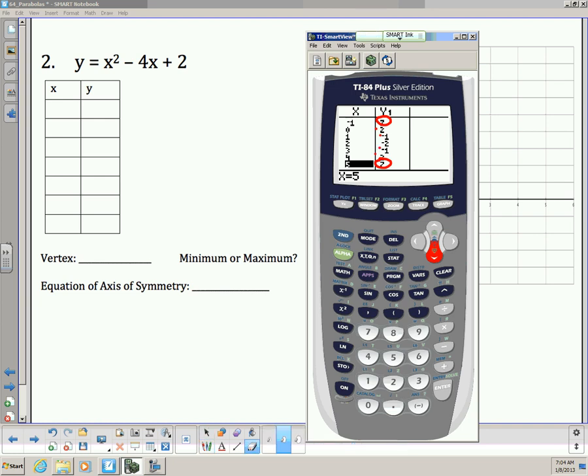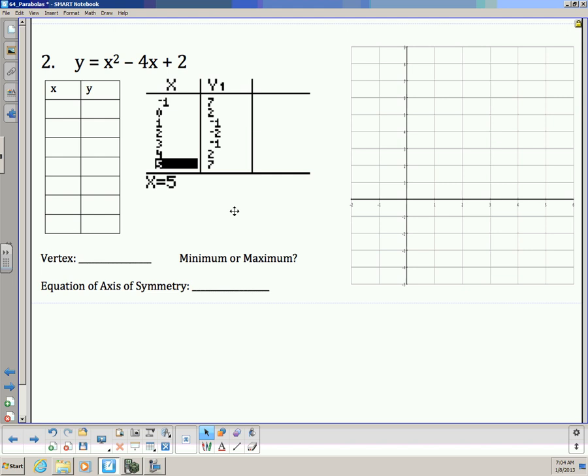So I'm going to copy this table down from my calculator. This is the work. Okay? So I'm going to copy down this work into my table. This is the work for graphing a parabola. Getting the table on the calculator is the work. And I'm just going to copy down the numbers just as they come.